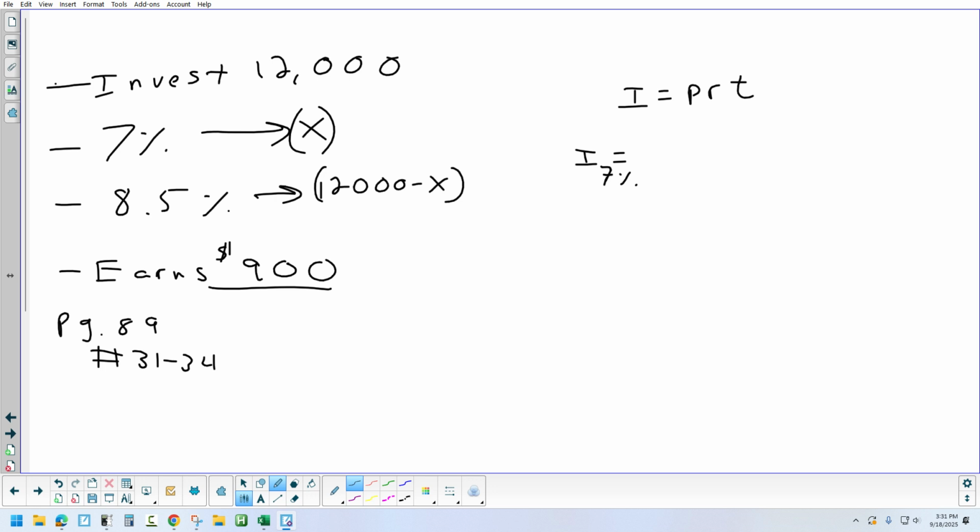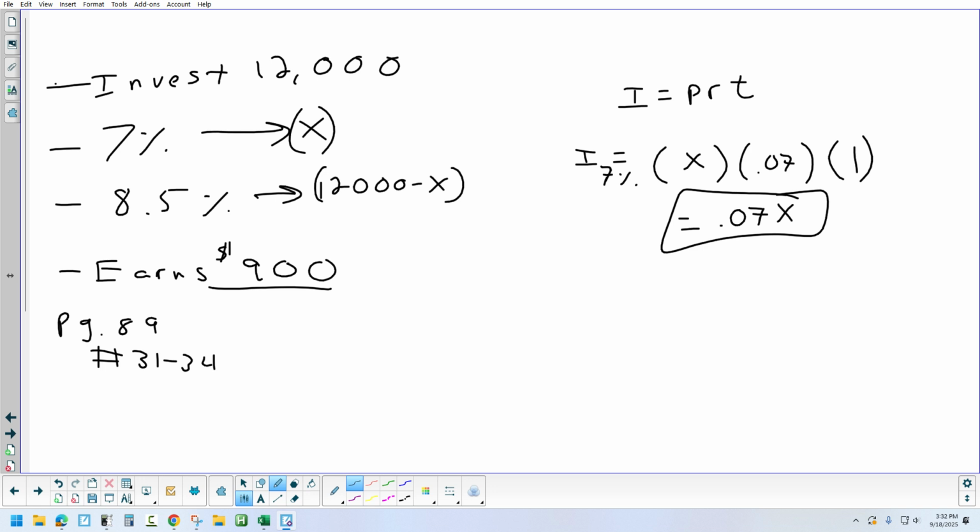Okay, so interest at 7%. How much money are we investing in the 7% account? Yeah, is that X? That's your X. What's the number we use for the rate in the 7%? Yeah, 0.07. And the problem in the book said that the person, I think, is doing this for 1 year. Okay, so time will be 1. When we clean that up a little bit, can we get 0.07x for the first one? Okay, let's do the 8.5.